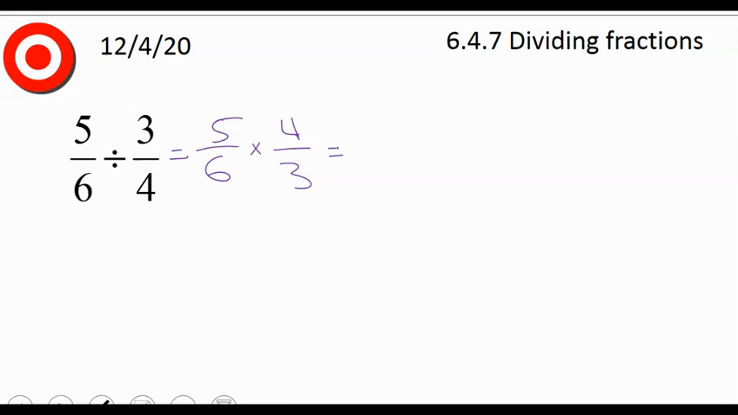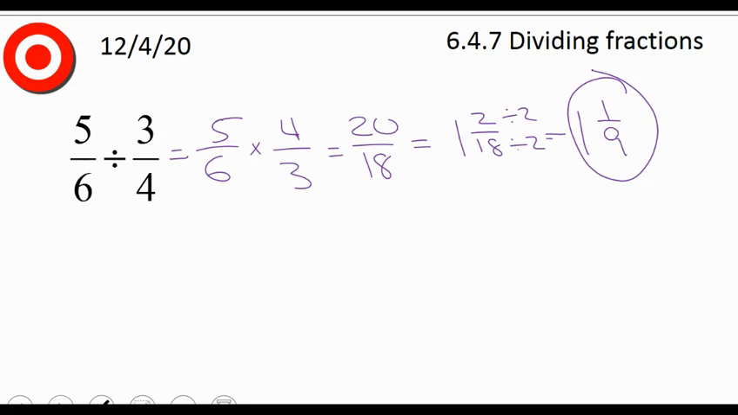So we multiply 5 times 4 is 20, 6 times 3 is 18. We could have simplified before we multiplied, but I didn't there. So 18 goes into 20 one time with 2 left over. I can simplify that, and that would be 1 and 1/9 as my answer.